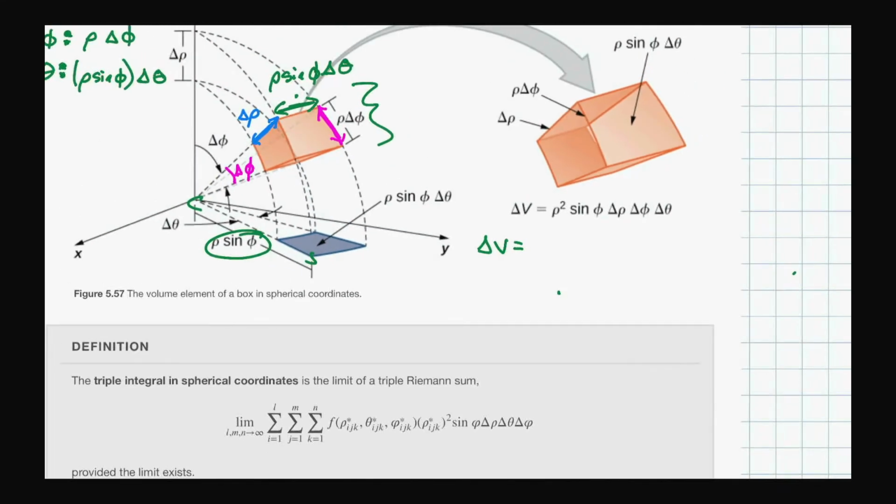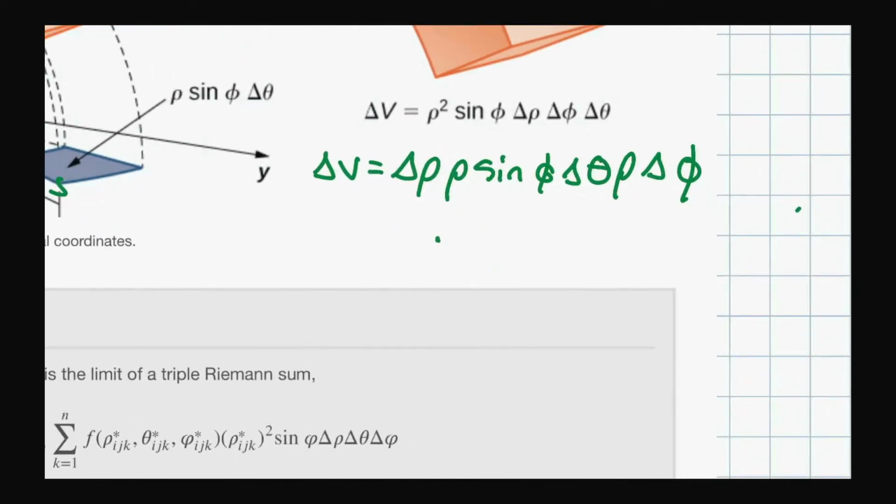So you've got the delta rho from right here. Then you've got rho sine phi delta theta. That's the long one. And then you've got this one, which is rho delta phi. If you work this all out, you can combine this and this: there's a rho there, and a rho there. So you end up with rho squared.